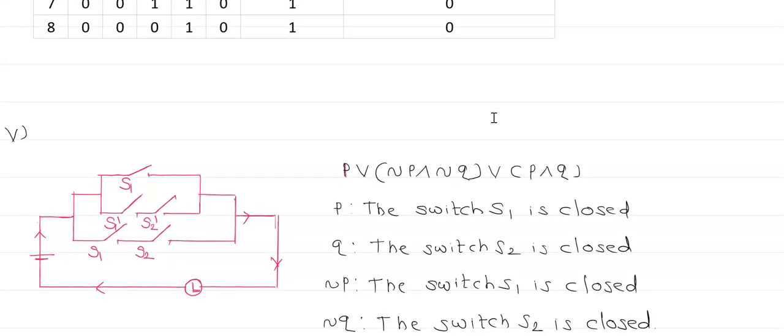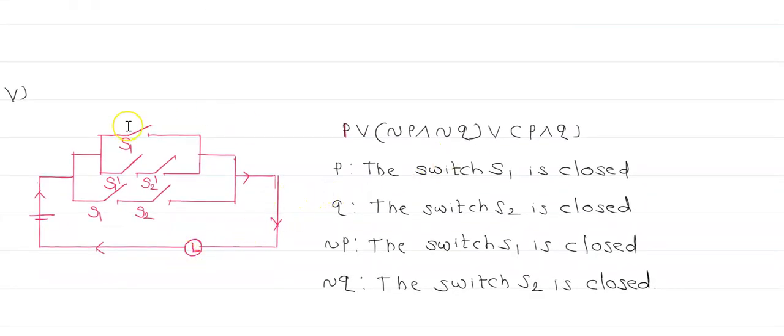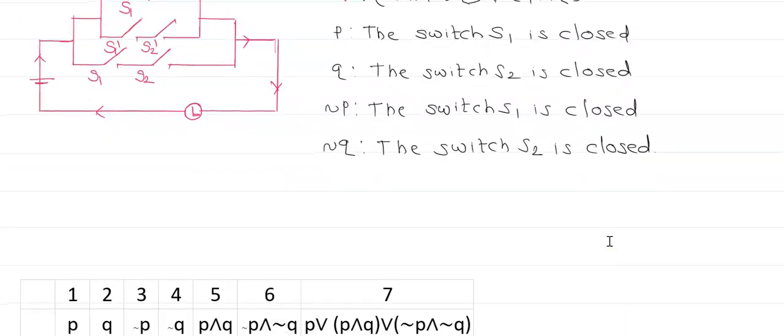Now the next is number 5. Now see this circuit: S1 is in parallel with S1 dash and S2 dash, which are in series. Again, these two are in parallel with the third one, that is S1 and S2. Therefore, the statement pattern is P or (negation of P and negation of Q) or (P and Q). P is switch S1 closed, Q is switch S2 closed, and we can write the negations as well.